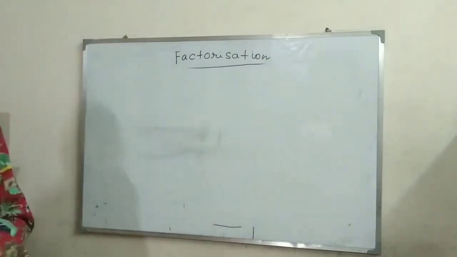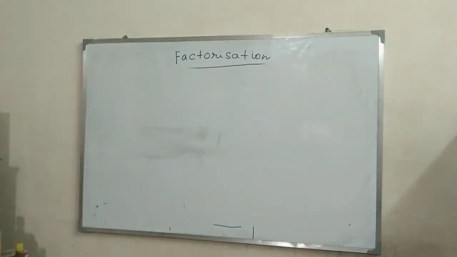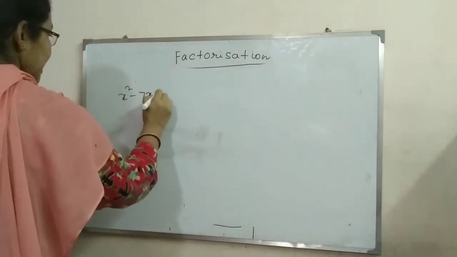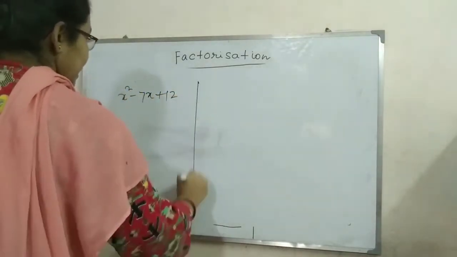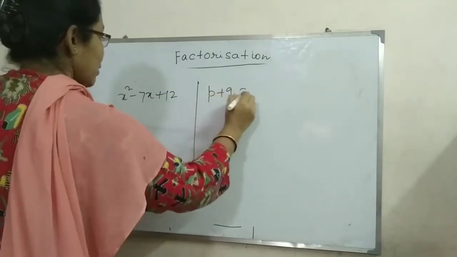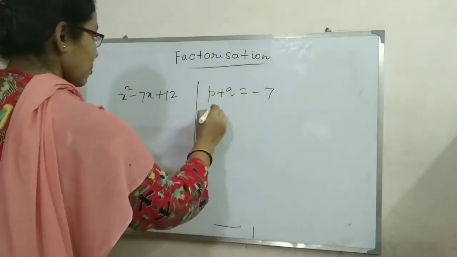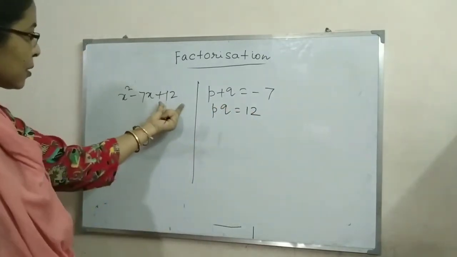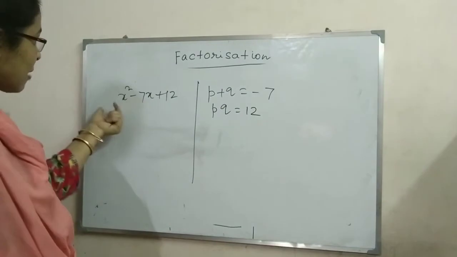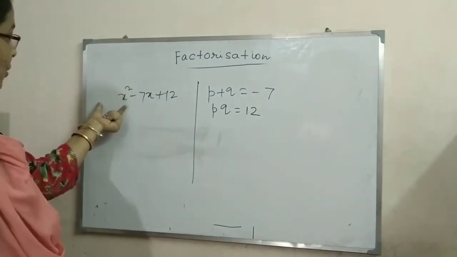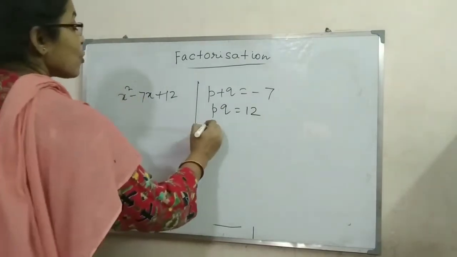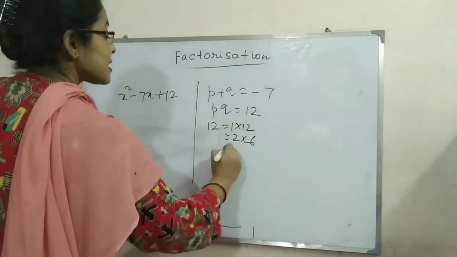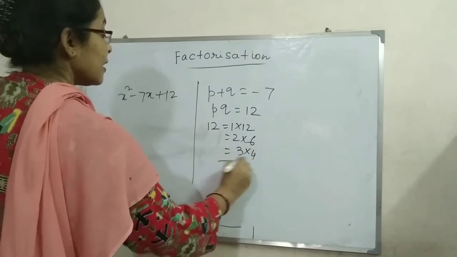Next sum, for x square minus 7x plus 12, here p plus q equal to minus 7 and pq equal to 12. The product of the constant term and the coefficient of x square is 12. So factors of 12 are 1 into 12, 2 into 6, 3 into 4.